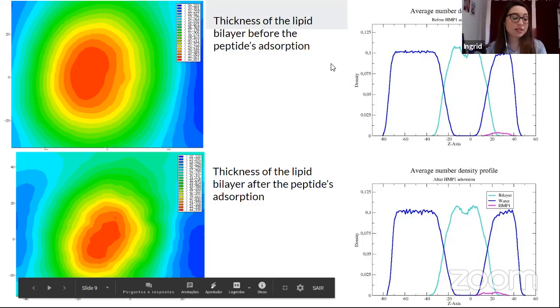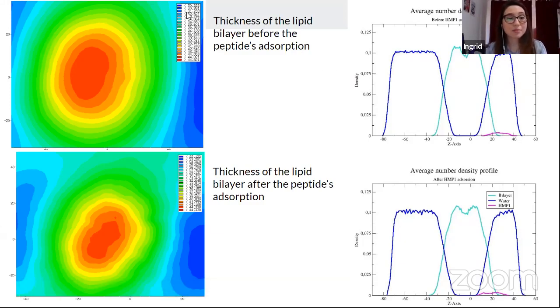And also, I did a heat map for the thickness of the lipid bilayer, and before, it varies from 30, almost 31, to 44. And after the adsorption, I have 22 to 44. That is around 9 angstrom. Again, a difference between before and after the peptide adsorption in the bilayer.